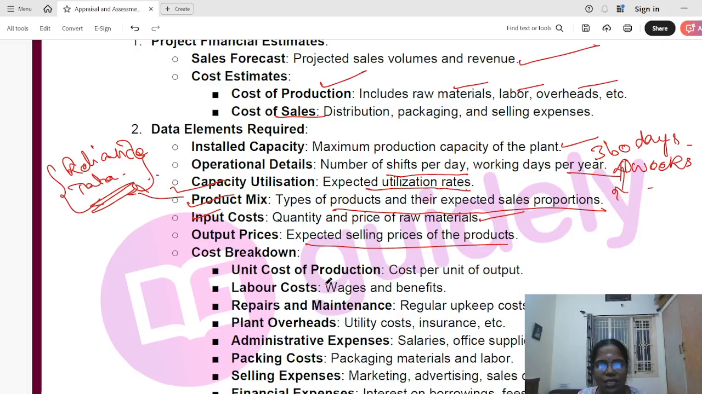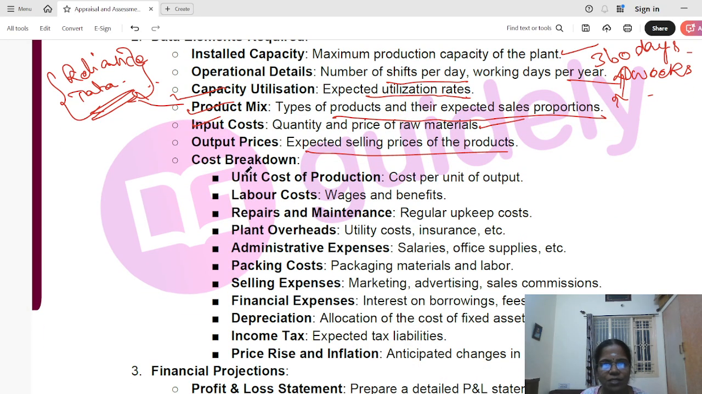So when it comes to the cost breakdown, the first one is the unit cost per unit of output: labor cost, wages and labor, repair and maintenance, regular upkeep cost, plant overhead, administrative expenses, packing cost, packing materials and labor, selling expenses, which includes marketing, advertising and sale commission.